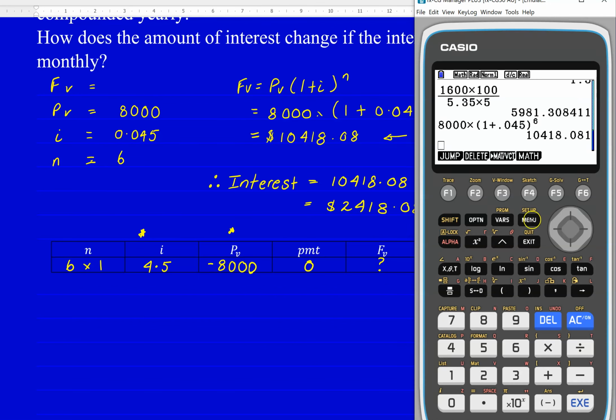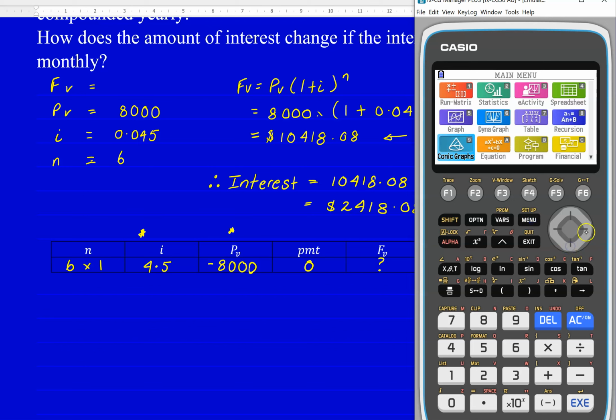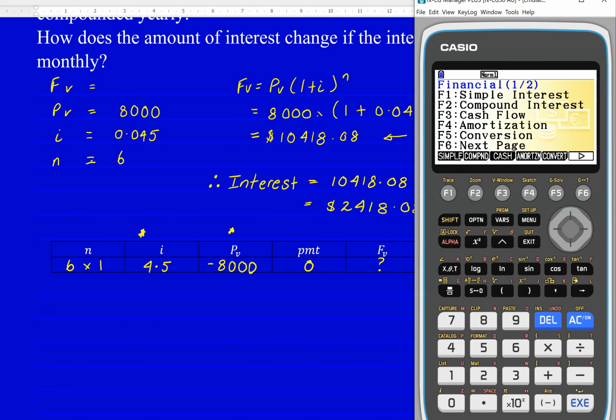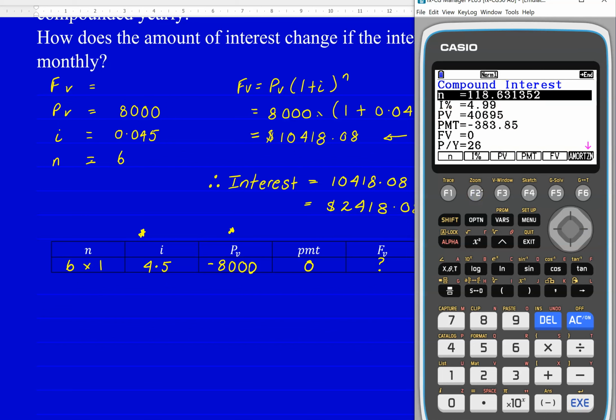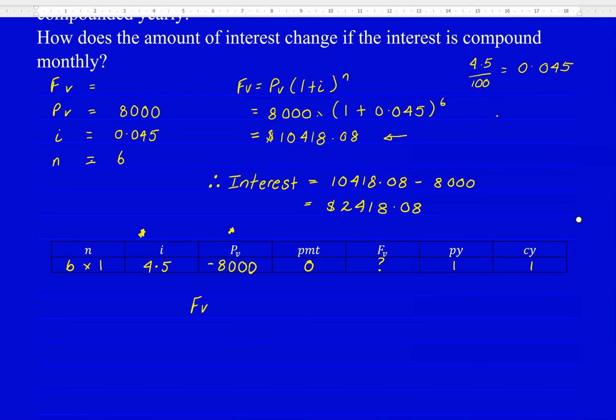Okay, let's pop that in our calculator. So we go all the way down here, we exit and we go into the financial. We press F2 for compound and we pop in 6, 4.5, negative 8,000, payment must be 0. Future value is what we're solving for, 1, and as we do that, you can remember they change. To find the future value, press F5, and you can see we get exactly the same answer that we got using the formula. So you would finish off and say future value equals $10,418.08, and then again you would find your interest, just like we did above.